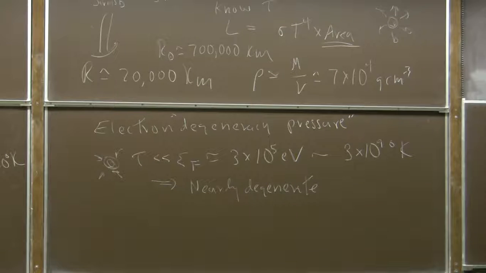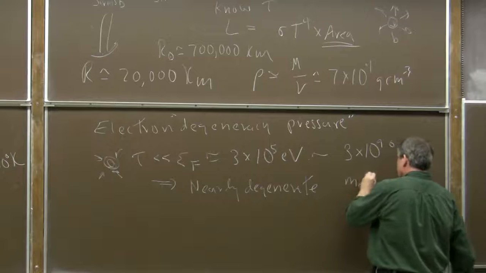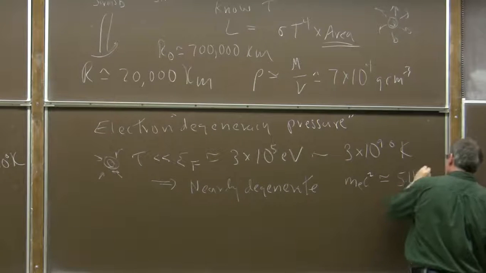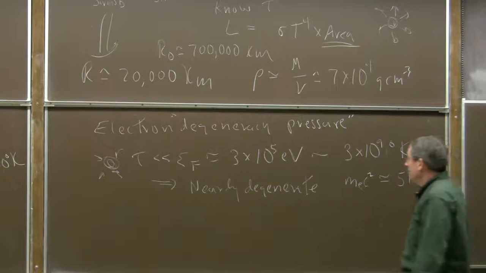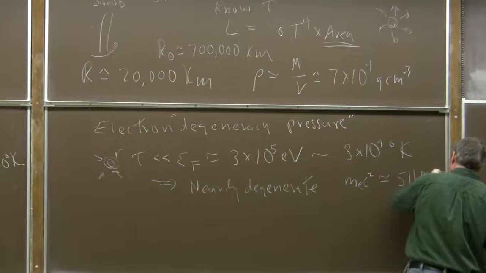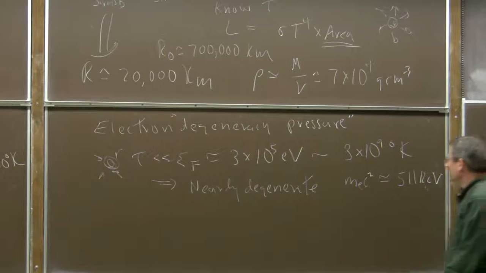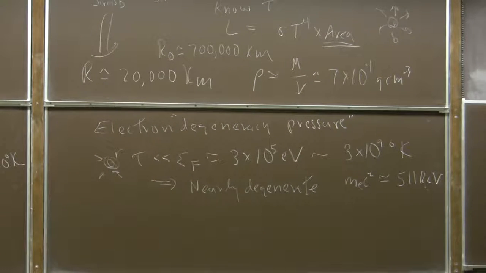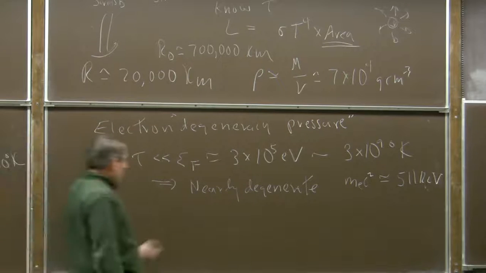In fact, it's not that different from mc squared for the electron. What's that, by the way, in electron volts? 511. Oh, yeah. That's 511 keV, not eV. And this was about 300 keV, so it's comparable, right? So it's not really a non-relativistic gas. Actually, we'll come back to that. But it's not so bad to treat it as non-relativistic to get some order of magnitude estimates.